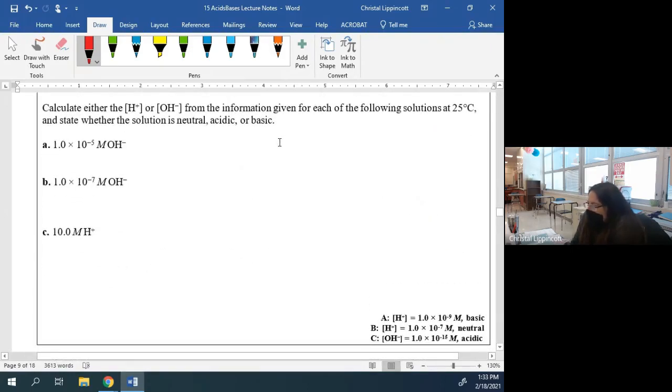All right. So here, I want you to try to figure out whether these are basic or acidic. If you can do this, then you can figure out what their pH is going to be. And then from the pH, you can determine if it's going to be acid, base, or neutral.